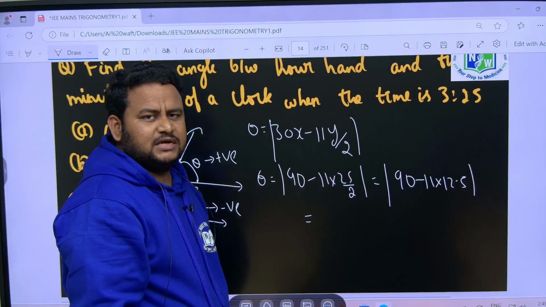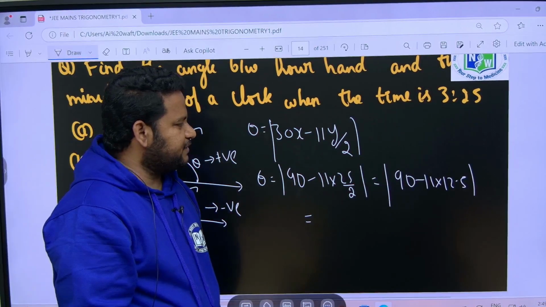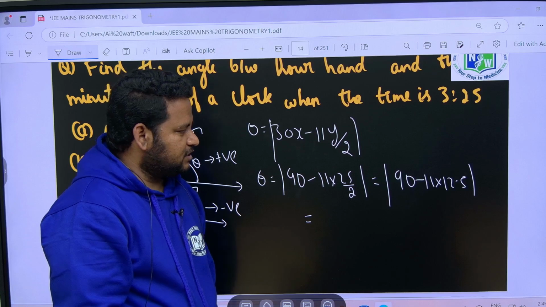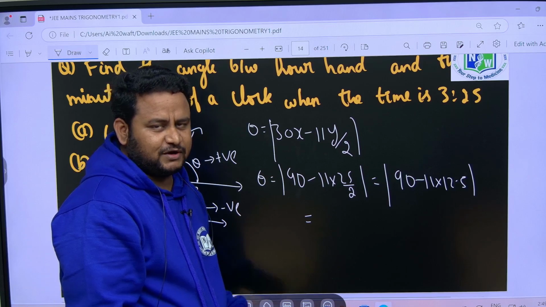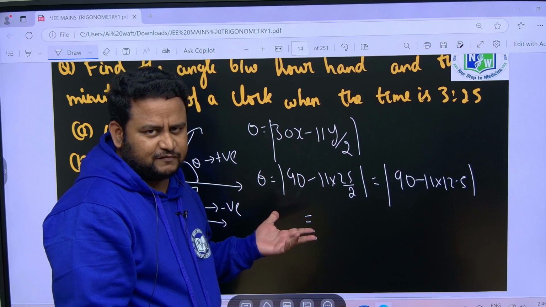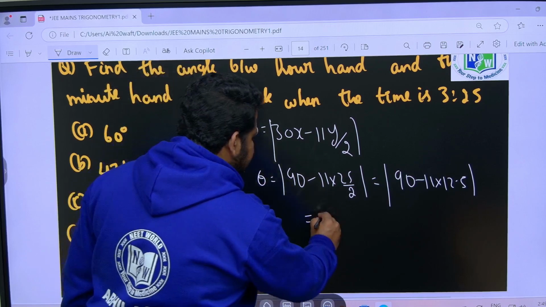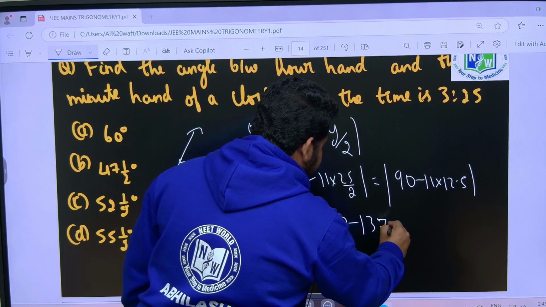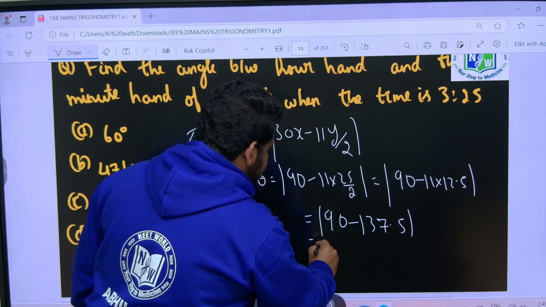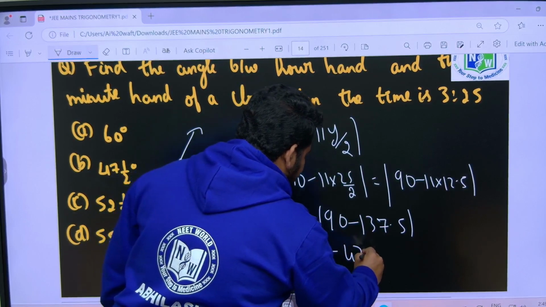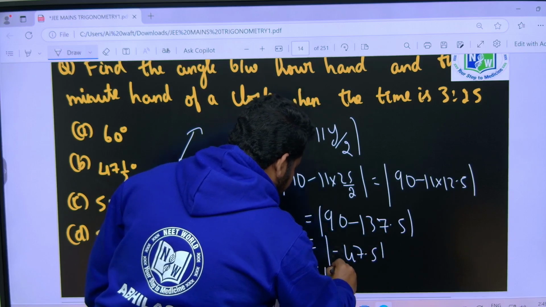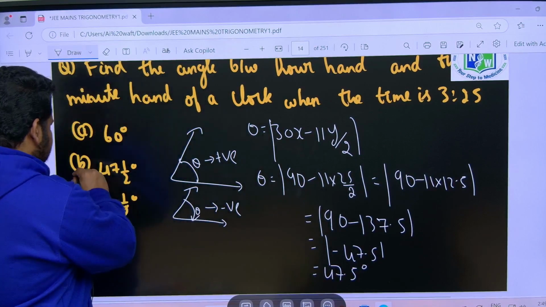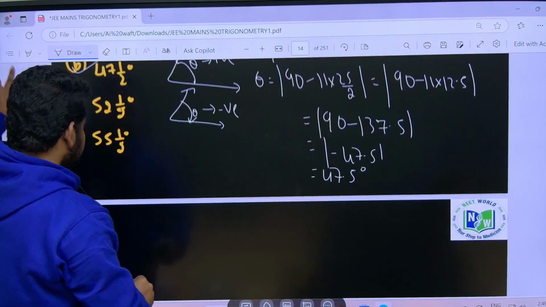So 11 into 12 is 132. 0.5 into 11 is how much? 0.5 into 10 is 5 and 0.5 into 11 is 5.5. 132 plus 5.5 is 137.5. So 90 minus 137.5. So this is how much, friends? Minus 47.5. That is nothing but 47.5 degree, which is 47 and a half. So that is option B.